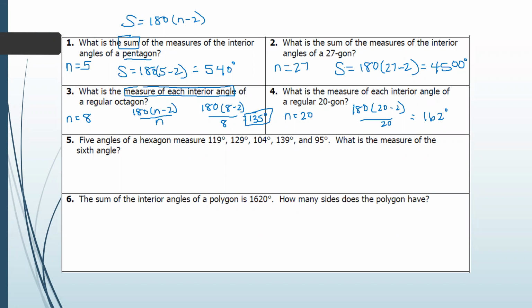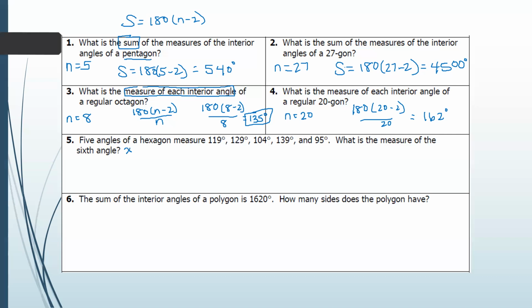All right. In number 5, it says 5 angles of a hexagon measure, and it gives us the 5 angles. What is the measure of the 6th angle? Okay, so here's a problem that we haven't seen yet. So we have some hexagon where we have 119 degrees, 129 degrees, 104 degrees, 139 degrees, 95 degrees, and let's call the 6th angle X.